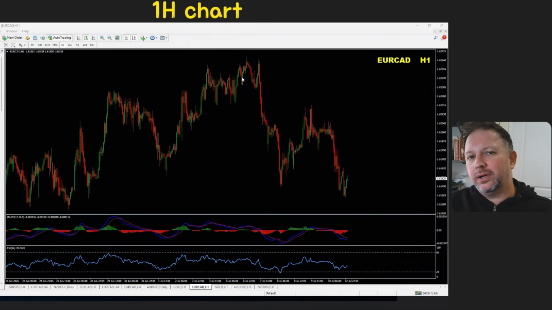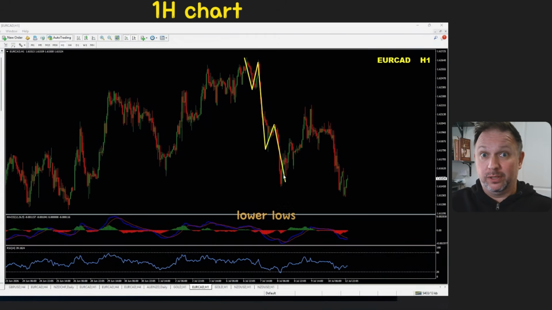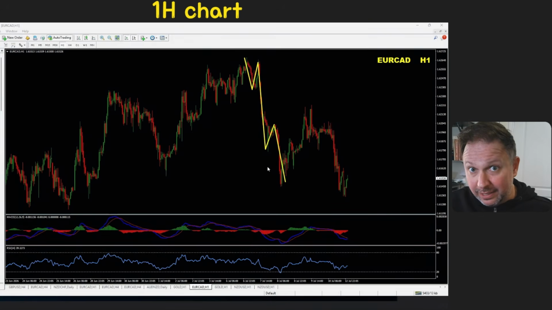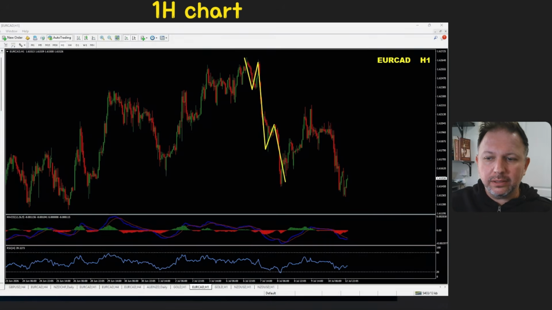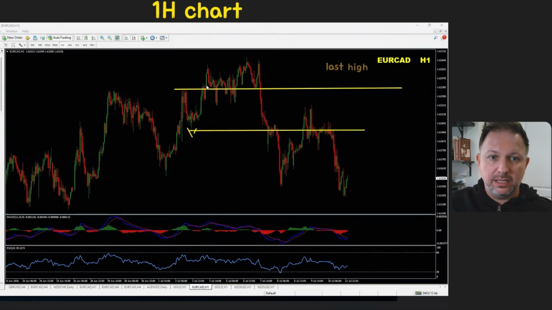And this is where it is getting interesting. On the 1-hour chart, the market was making a sequence of lower highs, lower lows, which is a great sign that, what? The bears are likely stepping in. What are the important levels we need to pay attention to? Broken support acts as a resistance, and the last high acts as the supply.